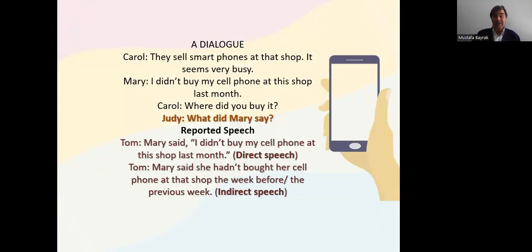Now again, let's focus on a situation dialogue. In a dialogue, okay. Carol: They sell smartphones at that shop. It seems very busy today. Mary: I didn't buy my cell phone at this shop last month. Carol: What did you buy? Sorry, where did you buy it? Judy: What?